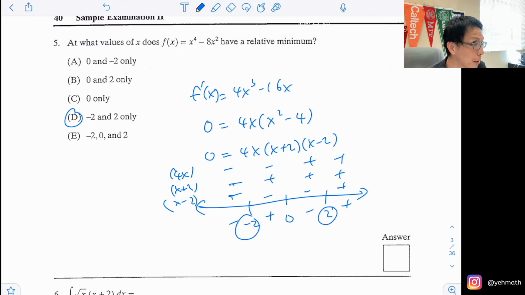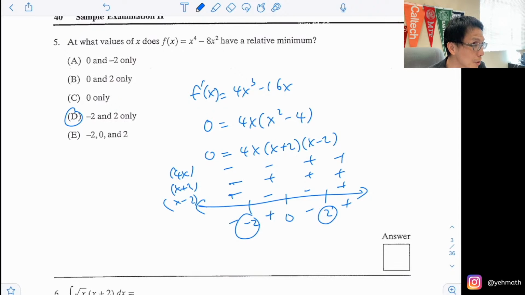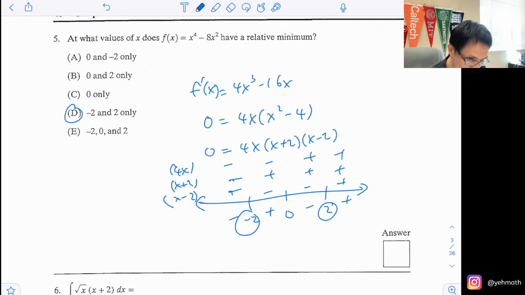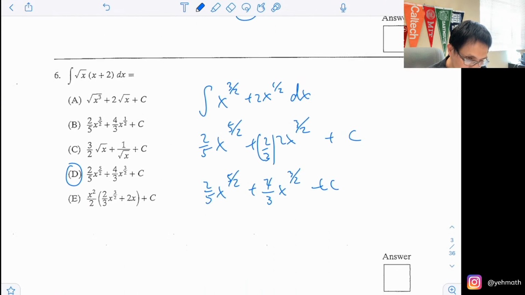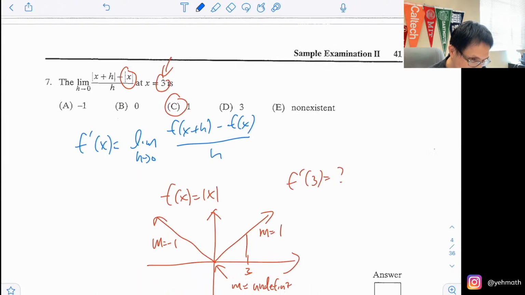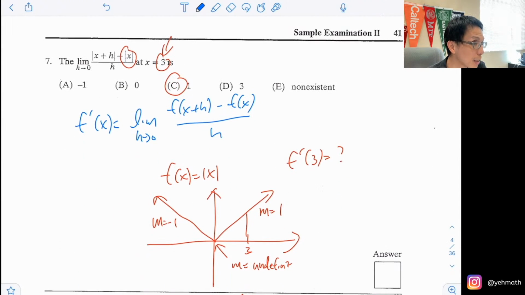Number 5, make sure you do a number line test. If you don't do a number line test, you cannot get the right answer. So you have to write down the number line test. Number 6 is very intuitive. Number 7, very important. Number 7 is always on the AP exam.